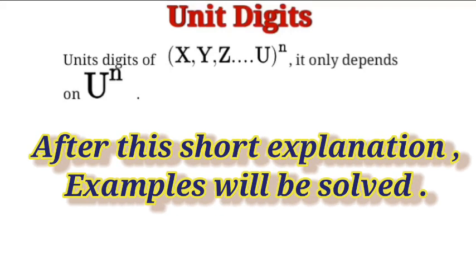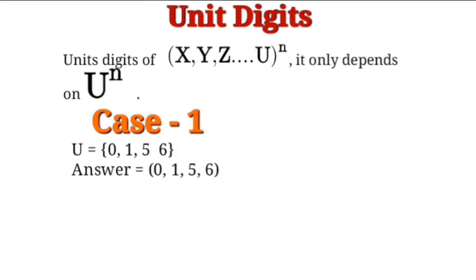Units digits of x, y, z up to u raised to n. It only depends on the u raised to n, only on this part. Okay, case 1, if u is 0, 1, 5, 6, the answer will be 0, 1 and 5, 6. This means if we have a number x, y, z, u raised to n, the last digit of that number will depend on the u raised to n. So if u is 0, 1, 5 and 6, the answer will be 0, 1 and 5, 6.